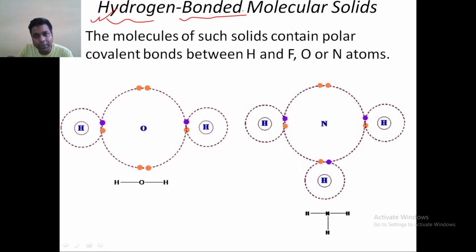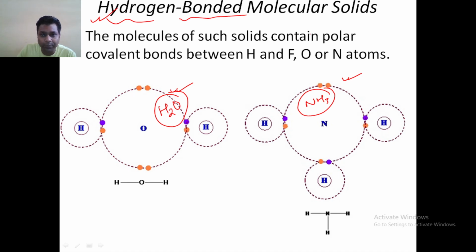So hydrogen bonded molecular solid means in this type of solid one element will be hydrogen, as you can see here. The diagram I have mentioned here is H2O, water, and this is NH3. The covalent bond in this case is a polar covalent bond. Try to understand, covalent bond is there but it is polar in nature.